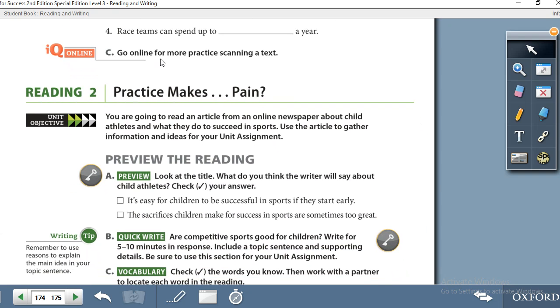Exercise C, go online for more practice scanning a text. So if you want to improve your ability to scan a text, or your understanding of what scanning a text is, then you can go online to your QSkills account and you can practice.